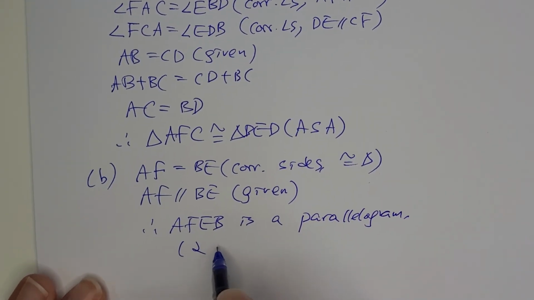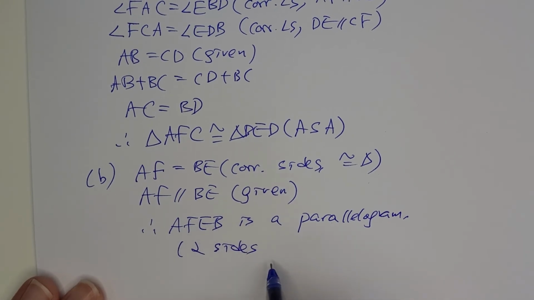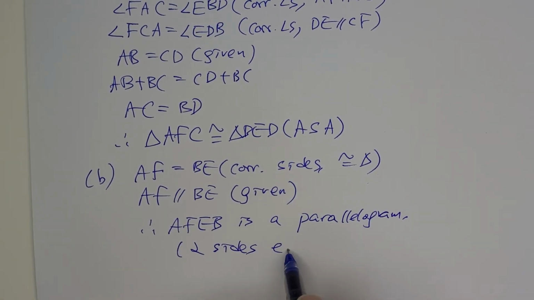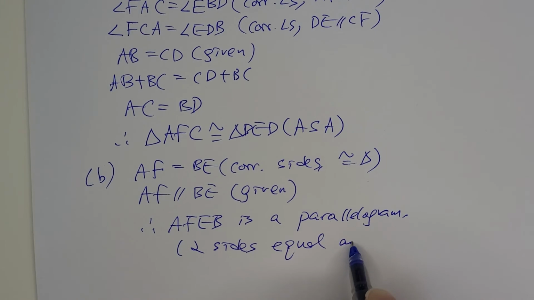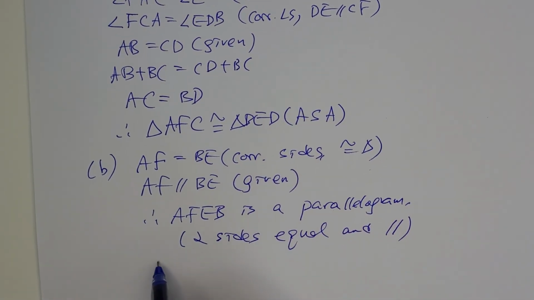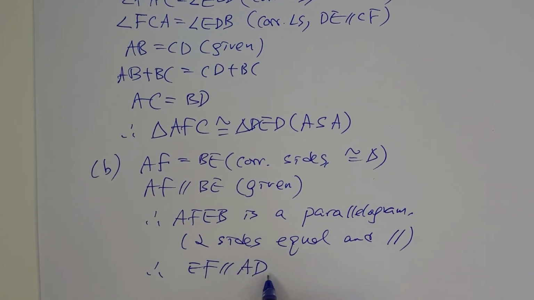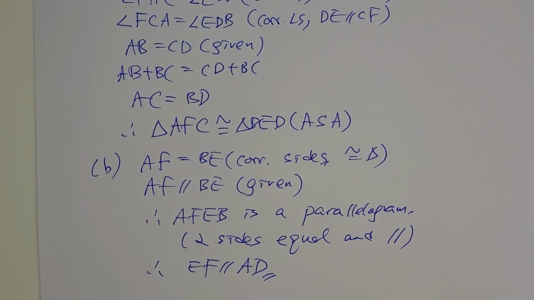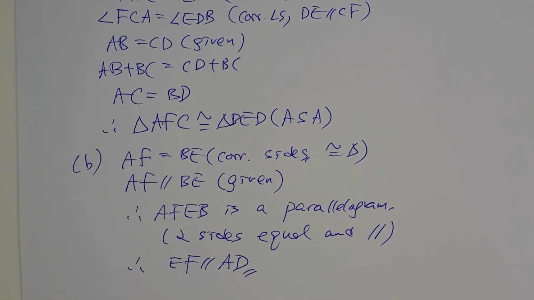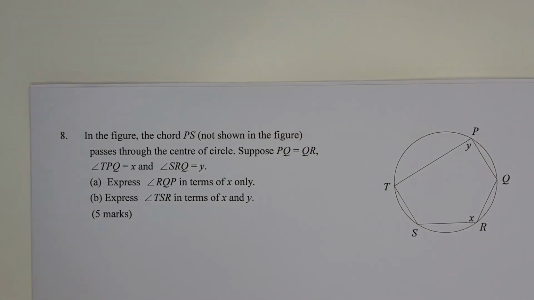Reason, two sides equal, parallel, and hence therefore EF parallel AD, and that's it, because ABCD is a straight line. So the key point is you can prove AFED is a parallelogram. So let's finish question number 7 and go to question number 8.